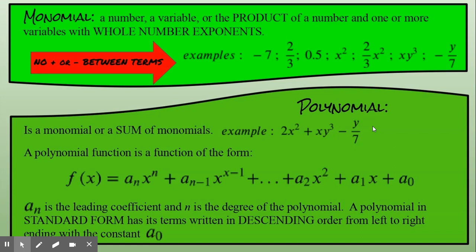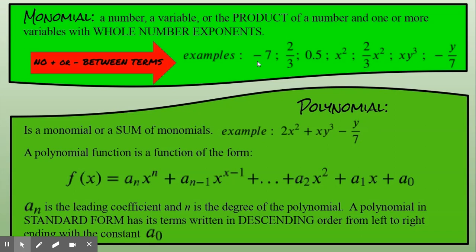So first off, we need to know what is a monomial? Mono means one, singular. So a monomial is a number, a variable, or a product of a number and one or more variables with whole number exponents. So that's really important there. They have to have whole number exponents. In the red arrow, there's no plus or minuses between any terms. That's how we know that it creates one single term, or a monomial.